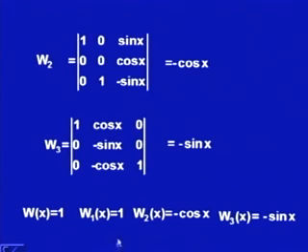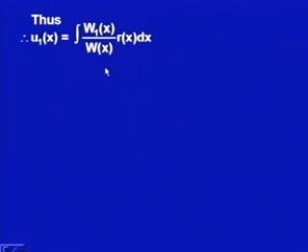So, what should be our ui's? And rx is tan x. So, my u1x would be integral of W1x upon Wx Rx dx. W1 was 1, Wx was also 1, Rx was tan x. So, what I would get? Tan x dx. Its integral is log sec x.